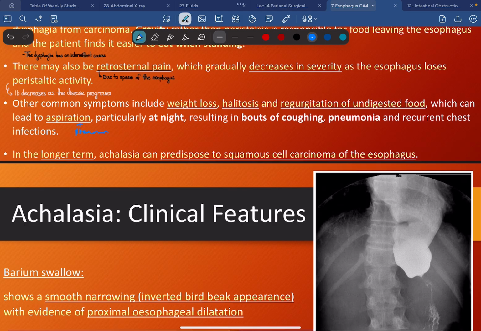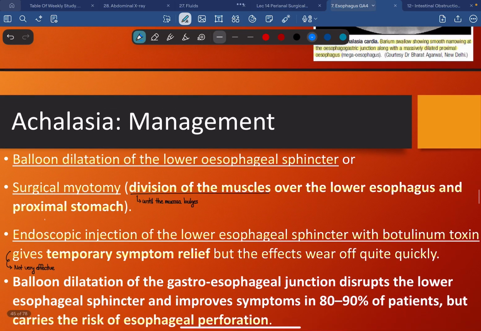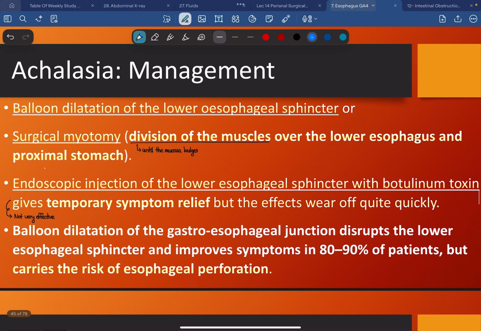This is the contrast study which shows what is called the inverted bird beak appearance, like a bird's beak, the stenosed area of the lower esophagus and dilatation of the esophagus above this area. Management can be by balloon dilatation of the lower esophageal sphincter or by surgery. Surgical myotomy is called Heller's myotomy.